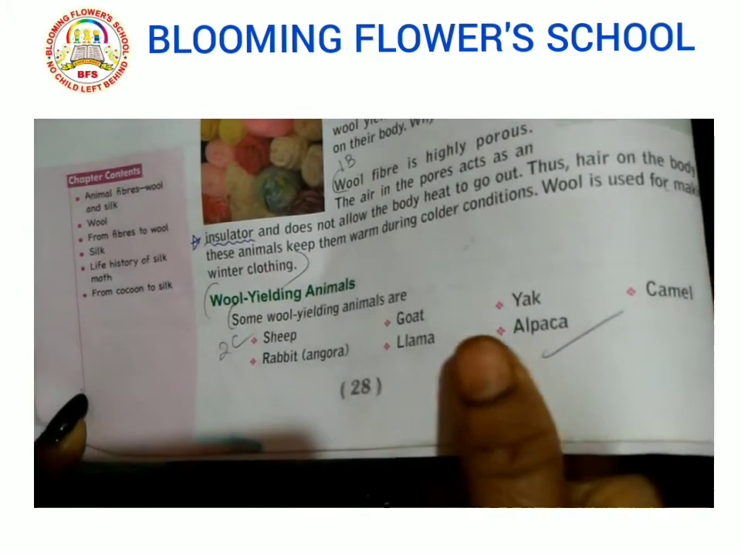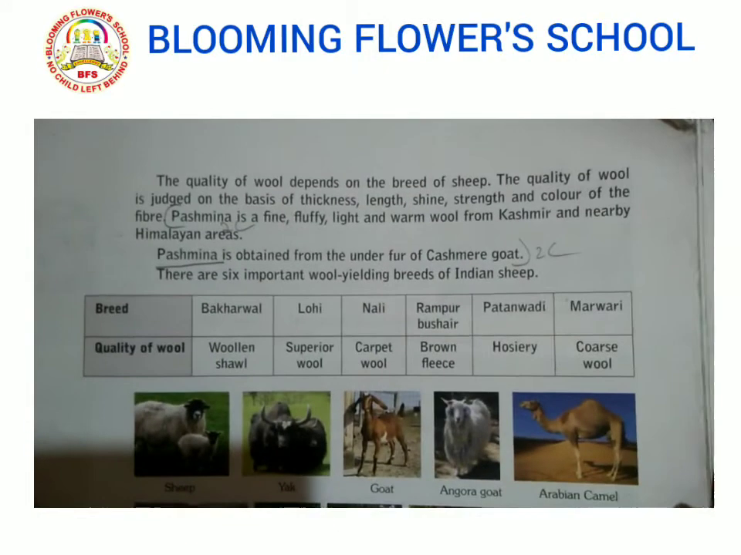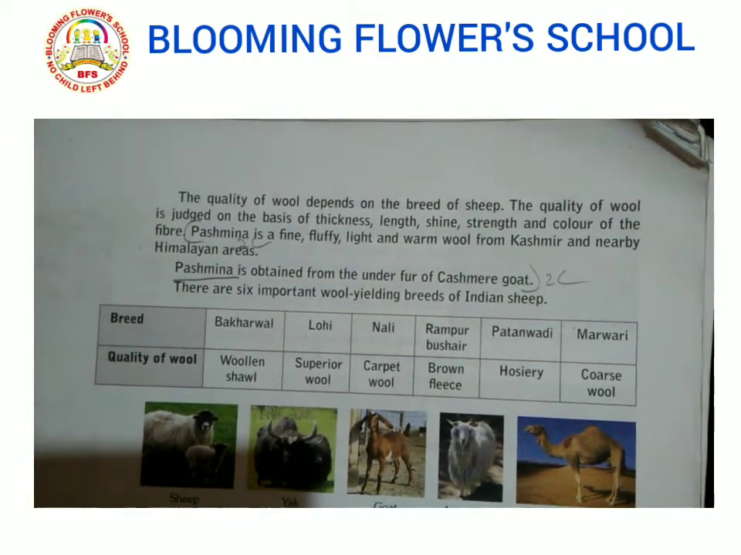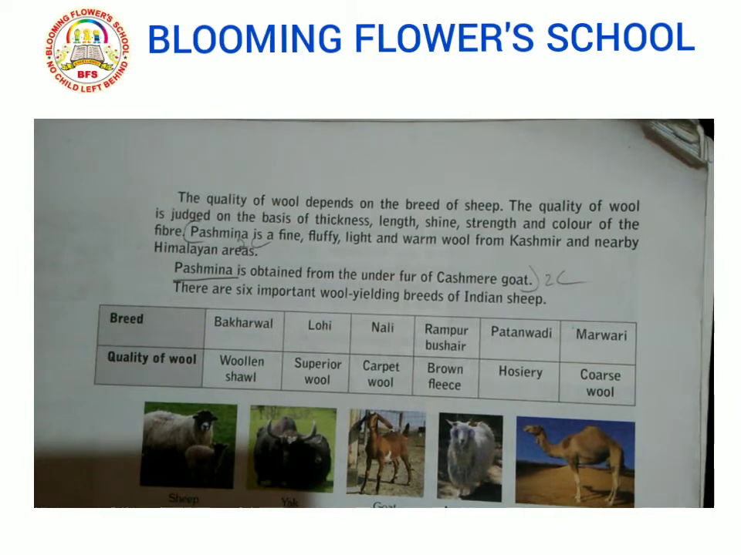Okay, now move on to the next topic, that is the quality. What is the quality? If you want a quality kind of fiber, what should it be? It depends upon the breed of the sheep. If the sheep is very healthy, if the sheep is eating healthy foods, and is growing in a clean and clear environment, the quality of the wool will be very good.